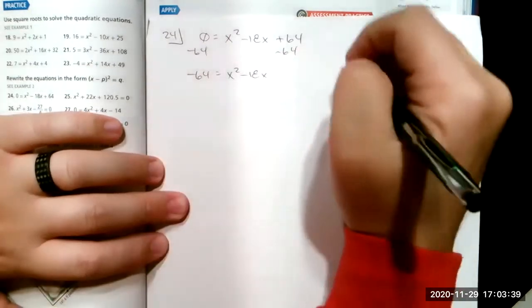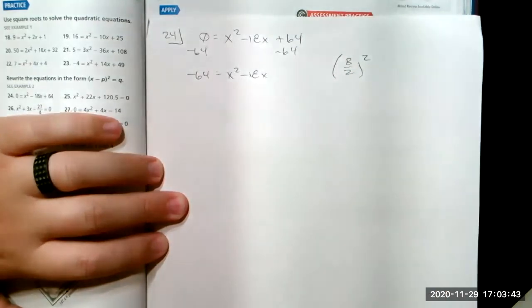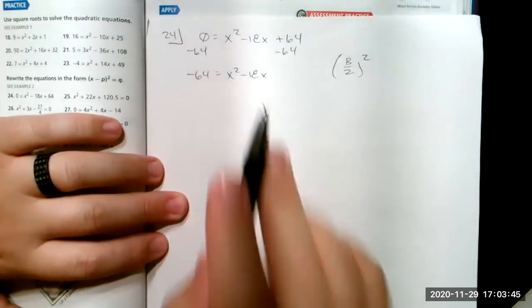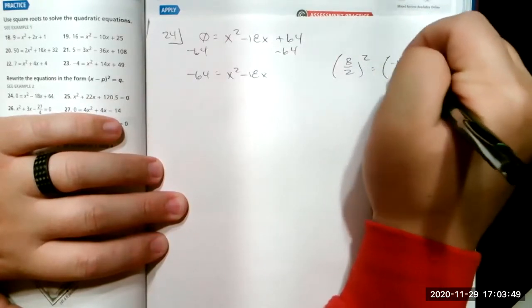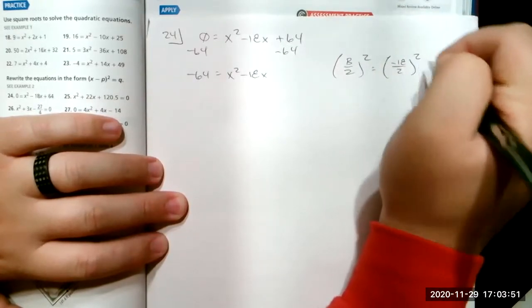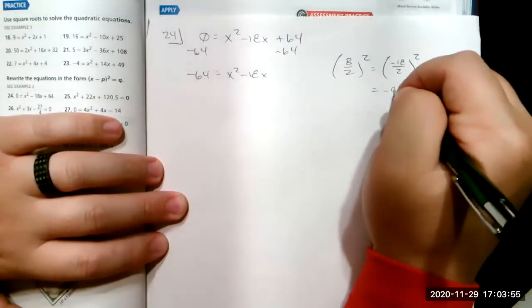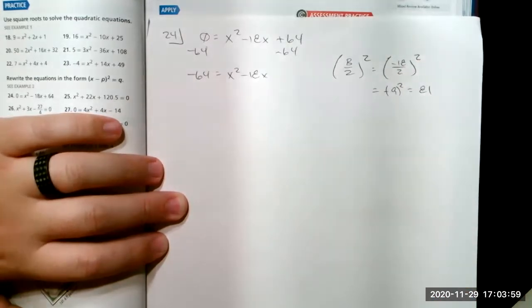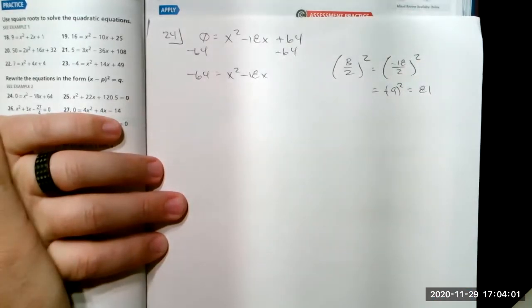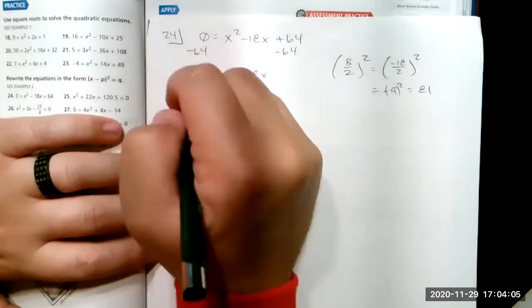And then I'm going to find what b divided by 2 squared is. So in this case, b is negative 18. So it's going to be negative 18 divided by 2 squared. Negative 18 divided by 2 is negative 9. So negative 9 squared is 81. So 81 is going to be that magic number that I need to add to both sides of the equation.